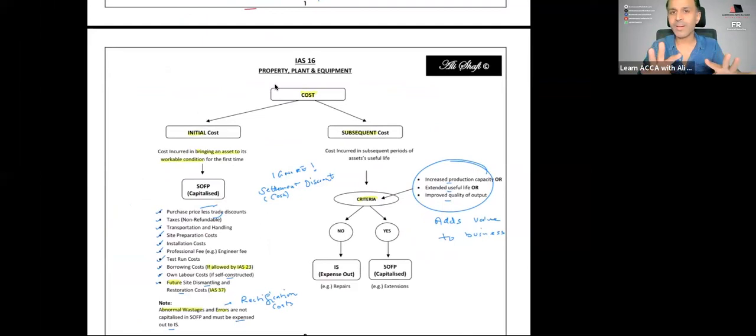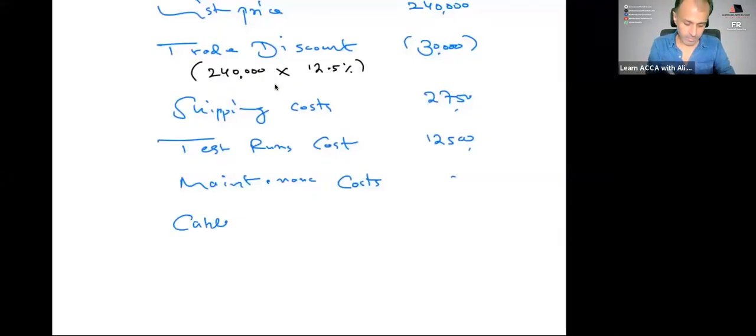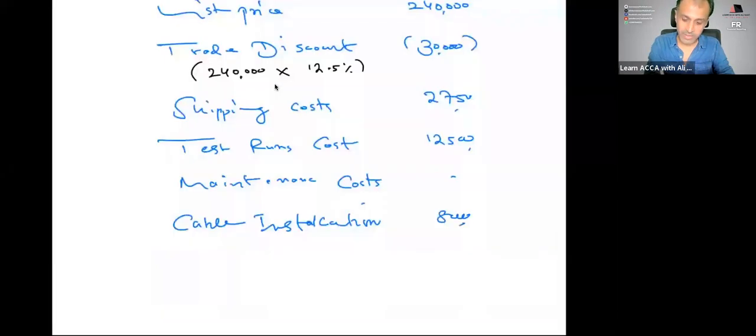I hope you have understood based on the examples I have put forward. Now we can go back to the question to try and finish. Electrical cable installation: $14,000, but we will only take 8,000 as a result of this error, which is costing them around 6,000. So we have to exclude it. That cannot be capitalized. 8,000 will be capitalized.